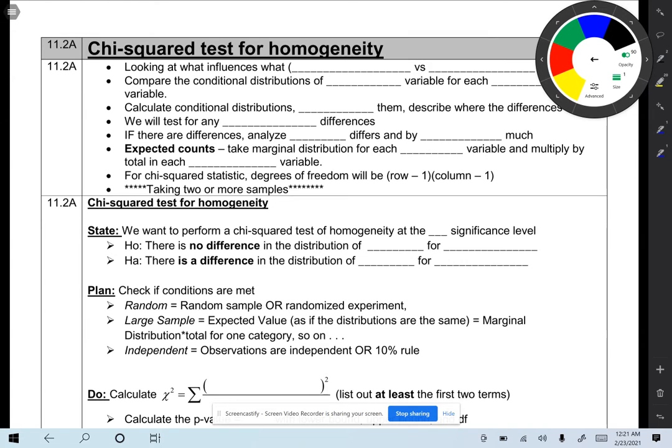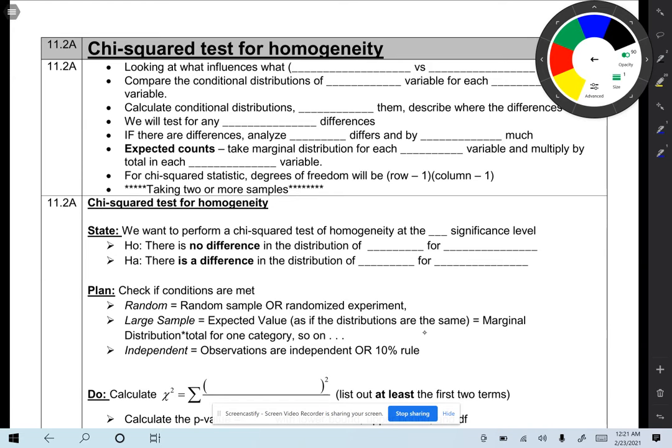Hello, AP Stat students. In 11.1, we talked about the chi-squared goodness of fit test, where we took one variable and analyzed its distribution. In this next test, the chi-squared test for homogeneity, we are breaking down two variables and we're looking at two or more samples. So we're looking at what influences what.